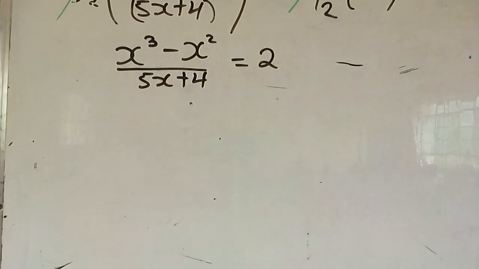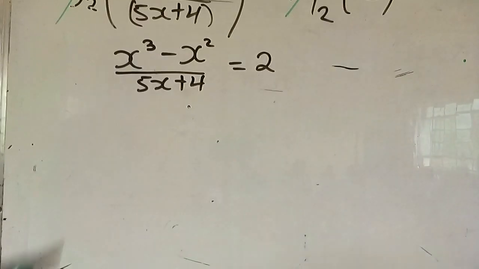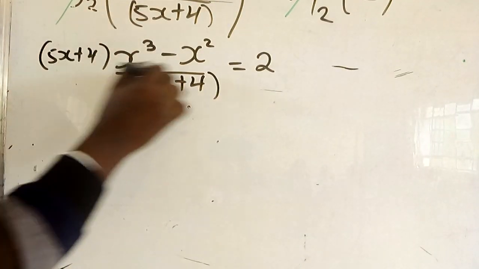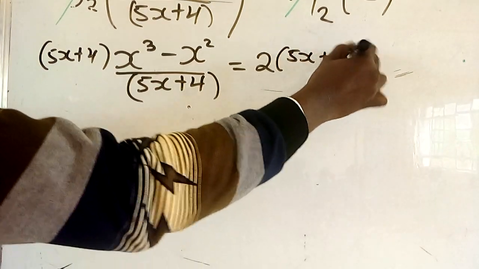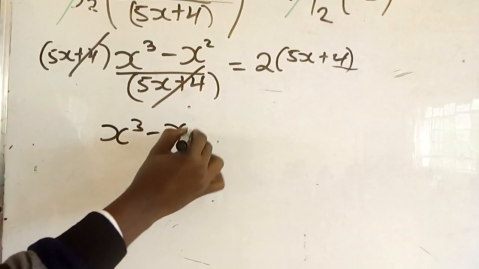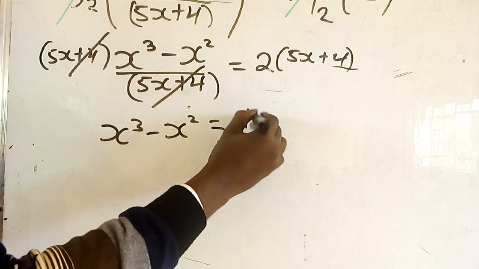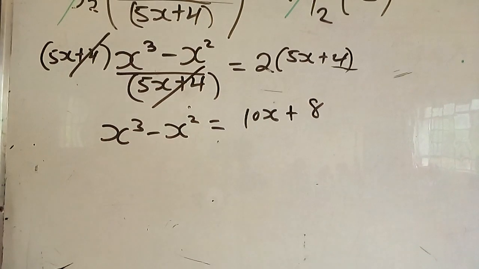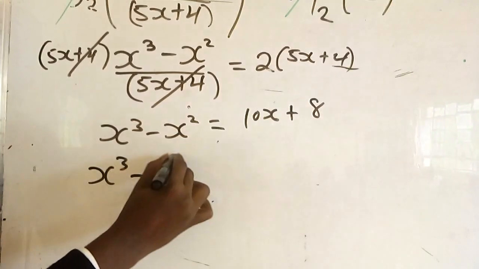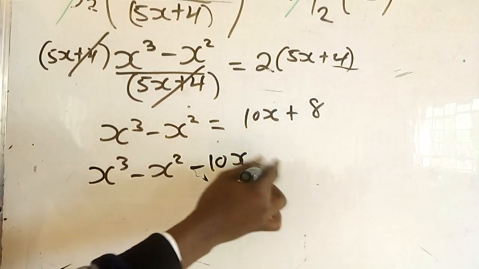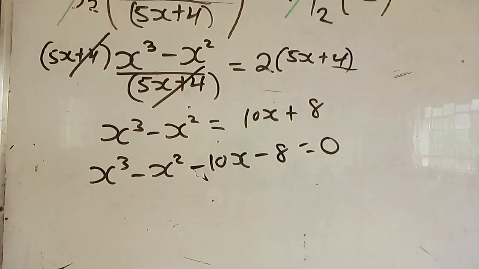So how do you solve this? You get rid of the denominator, isn't it? So you multiply both sides by 5x plus 4. So 5x plus 4 cancels with 5x plus 4. You remain with x cubed minus x squared is equal to 2 times 5x, then plus 2 times 4. Then you bring everything on one side of the equation. So you get x cubed minus x squared, then positive 10 coming this side, positive 8 coming this side, is equal to 0.